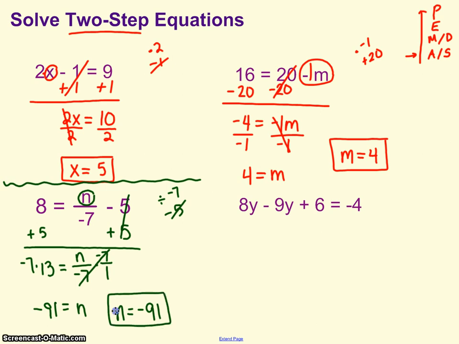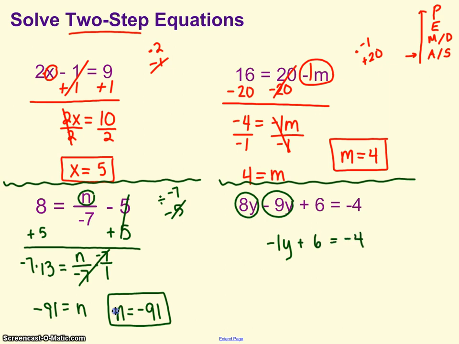Alright, we're on a roll. Last example. Now, if this one looks a little bit different to you, that's good, because it should. It's a little messy. If you notice, you have two terms with this y right here. So before we do any solving, if you can, let's combine like terms and clean up our equation a little bit. You have an 8y minus a 9y. 8 minus 9 is negative 1y. Bring down your plus 6 equals negative 4.